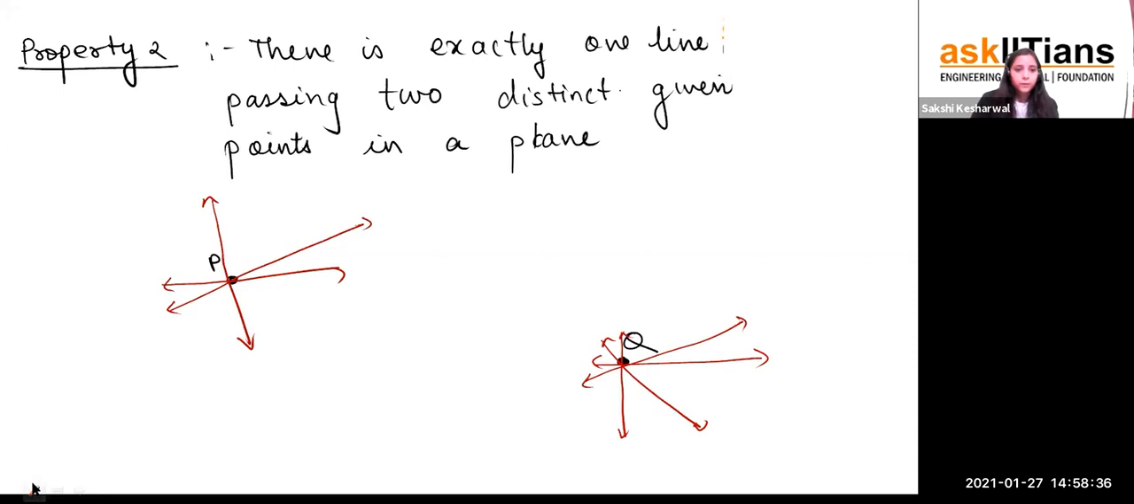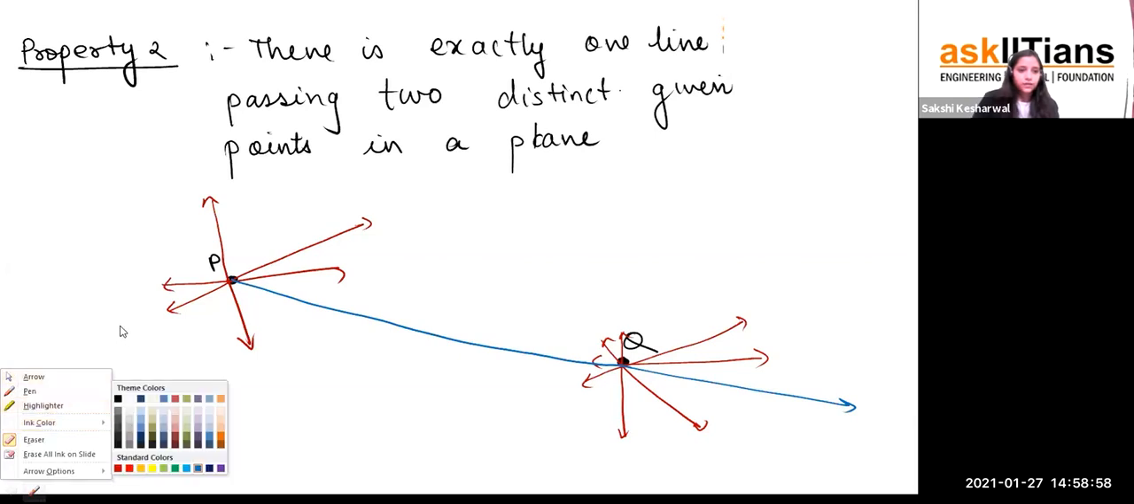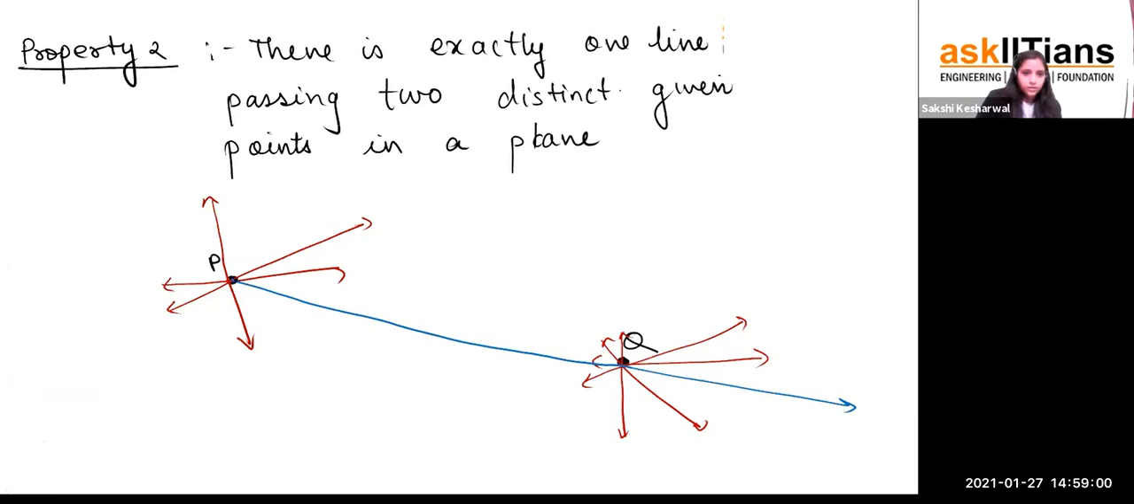Let me change my color. If you join these, there will be only one single line which is going to join P and Q. It's going to end like this. This is difficult, drawing a line freehand. Just a second. So you extend this in this direction. Basically this is PQ. This blue line is only one line.